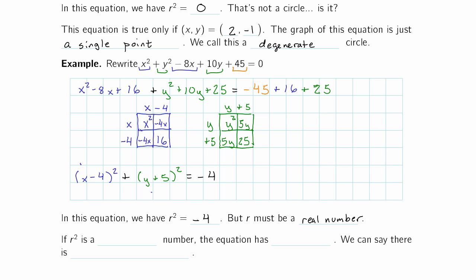If instead we get that r squared is a negative number, well then there's no way we can add together two positive things and get negative 4. So this equation has no solutions. What we say in this case is that there is no such circle.